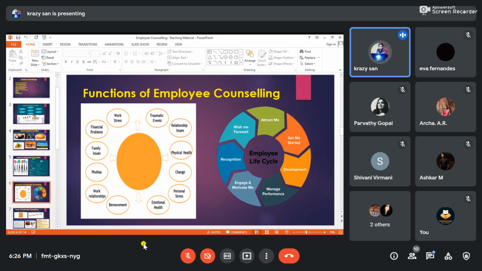Then there are traumatic events, work stress, financial problems, family issues, phobias, work relationships, emotional health, personal stress, changes, physical health, relationship issues, and traumatic events. When all these are there, it's very important that proper advice is given, along with reassurance from the counselor to the employee, providing courage to an individual to deal with the problem. In advice, you give advice and a suggestion, and the counselor gives advice and a suggestion, and together you find the solution.